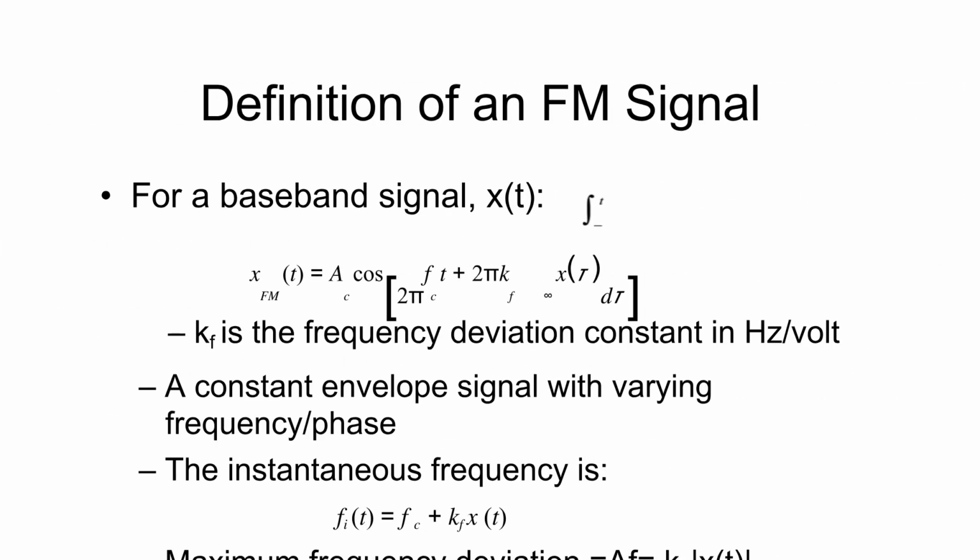The FM signal for a baseband signal x(t) is defined by a mathematical equation. Here, Kf is the frequency deviation constant in Hertz per volt. An FM signal is a constant envelope signal with varying frequency or phase. The instantaneous frequency and maximum frequency deviation are also given by their respective equations.